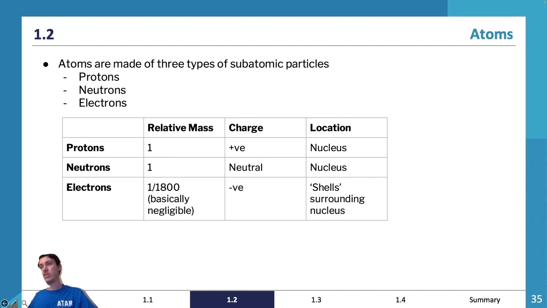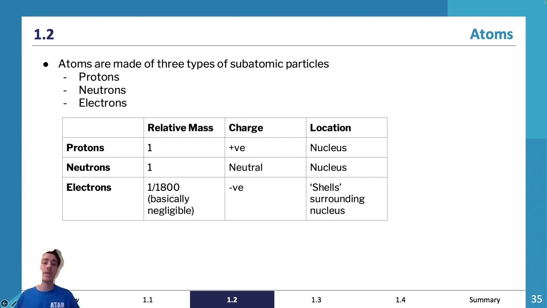The charge. The charge of a proton is positive, neutrons are neutral, electrons are negative. However, the charges are equal. 1 proton equals 1 electron in charge. So if I have 1 proton and 1 electron, they cancel each other out and I'm neutral. Really important. Despite the fact the masses are different, the charges are equal.